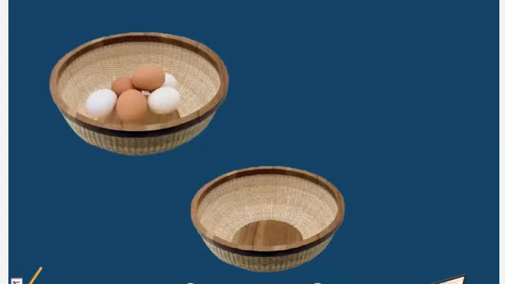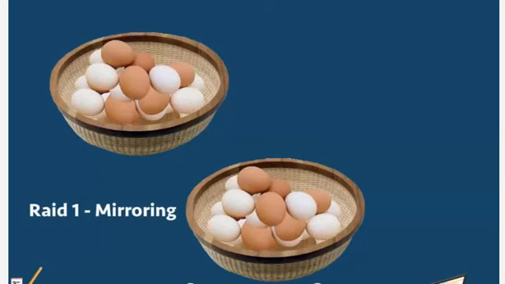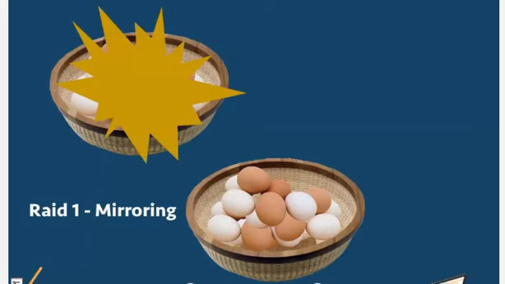See, with RAID 1, you mirror your drives, which means that anything you save on one drive, you save on the other drive as well. So if you end up having a drive failure, you'll have a backup.